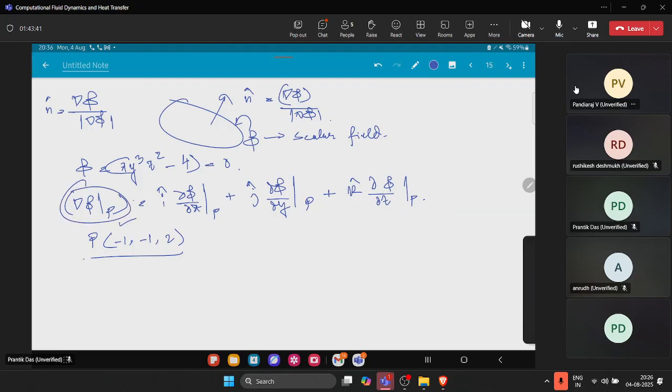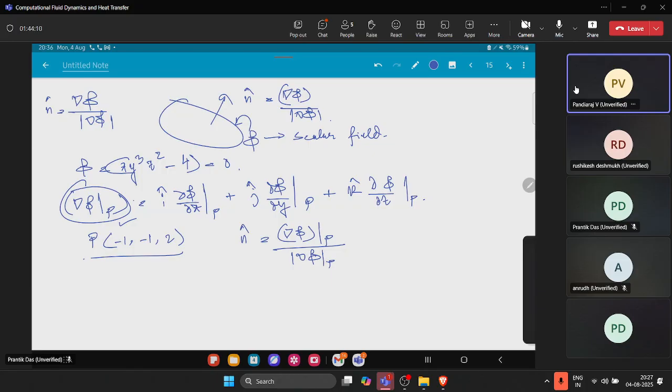Then I want you to find the unit normal vector, which is gradient of phi at point P divided by the magnitude of gradient of phi. So please do it, Rushikesh, Anirudh. Do you have any doubt regarding the problem that I've given you to solve? Okay, so you do it.